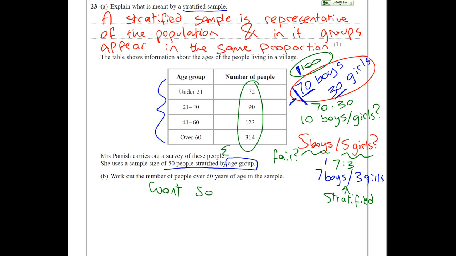Let's add them up. 72 plus 90 plus 123 plus 314 is 599. Thought it would have at least added up to 600. Okay, 599. Just check I've done that right. Fair enough. Okay. Work out the number of people over 60 in the sample.